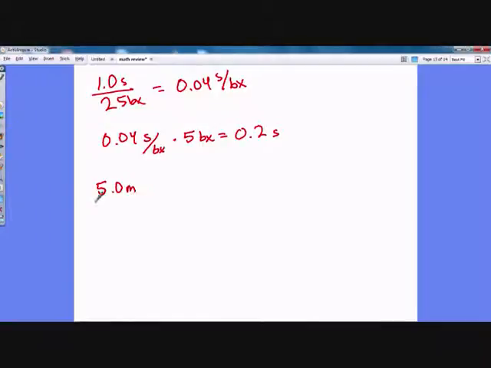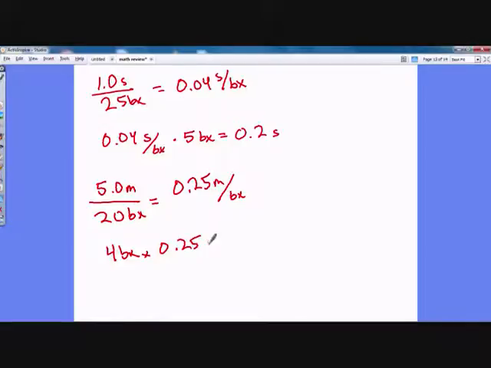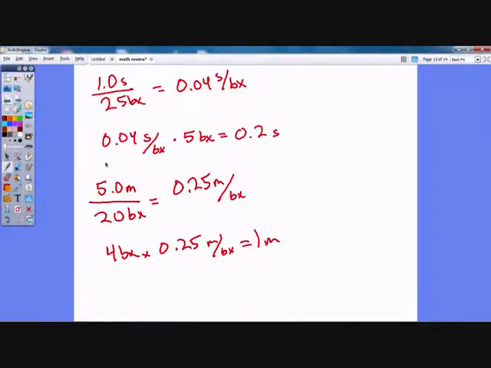We're going to take 5.0 meters and we're going to divide it up into 20 boxes. 5 divided by 20 tells us that each individual box is 0.25 meters. 0.25 meters per box. If I take 4 of those, 4 boxes times 0.25 meters per box is 1 meter. 4 boxes on our scale is 1 meter. That's quite a nice scale. So let's go back and look at it.